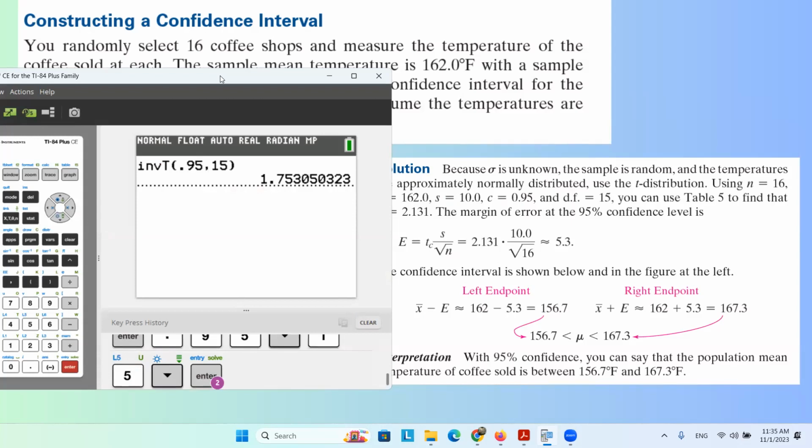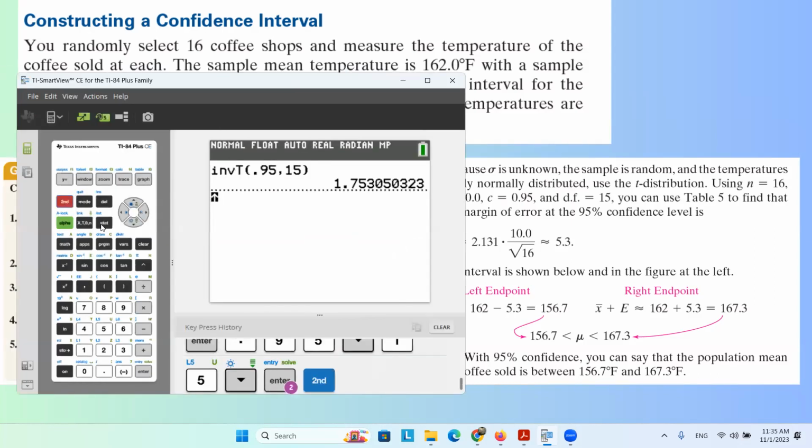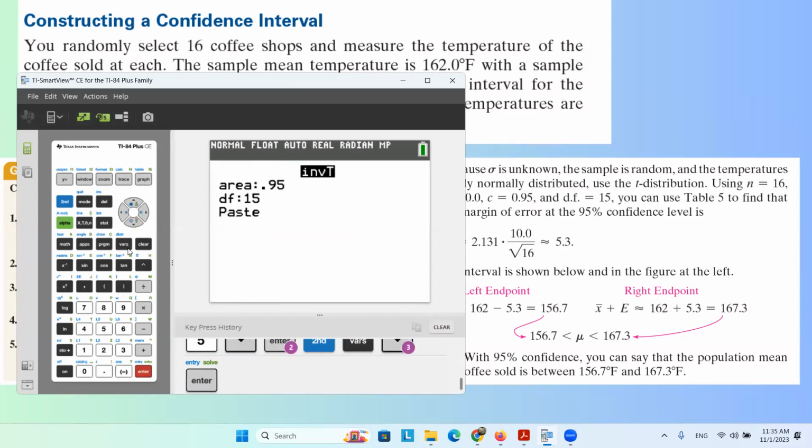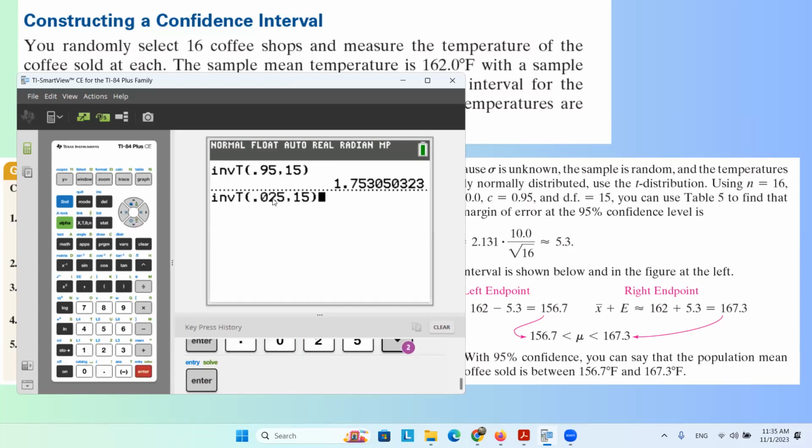When you're calculating these values, it's super important to note that you have the area to the left. So when you're going to second bars and going to inverse t, the area on the left-hand side is not 95%. The area is 1 minus 95%, 5%, divided by 2, which is 0.025. So let us do the computation. As you can see, it is 2.131. So be careful when you're calculating the confidence level and the critical value associated to it.